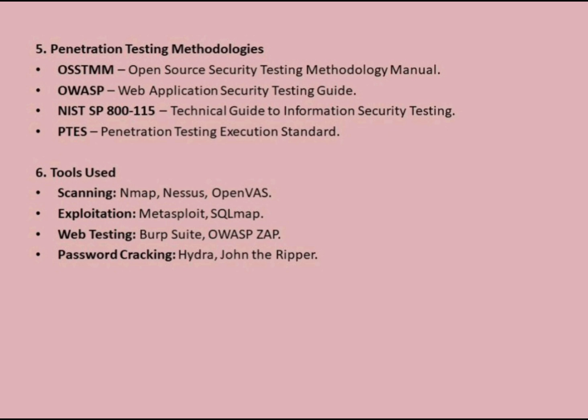Tools used in penetration testing. Penetration testers use a variety of tools depending on the phase of the test. For scanning and discovery, tools like Nmap, Nessus, and OpenVAS are used to detect open ports, services, and vulnerabilities in networks and systems. During the exploitation phase, frameworks like Metasploit and tools like SQLmap help testers exploit known vulnerabilities safely.